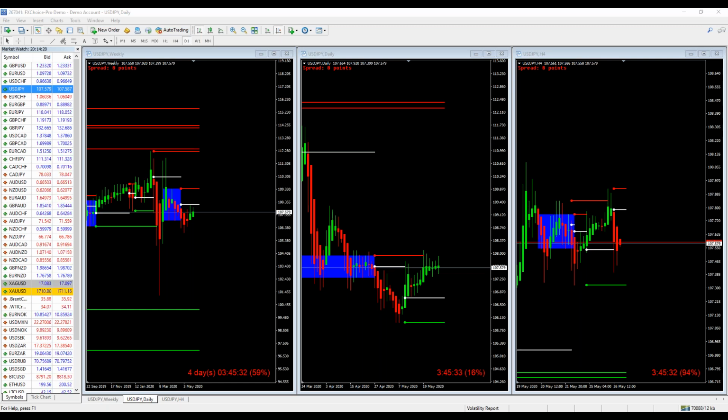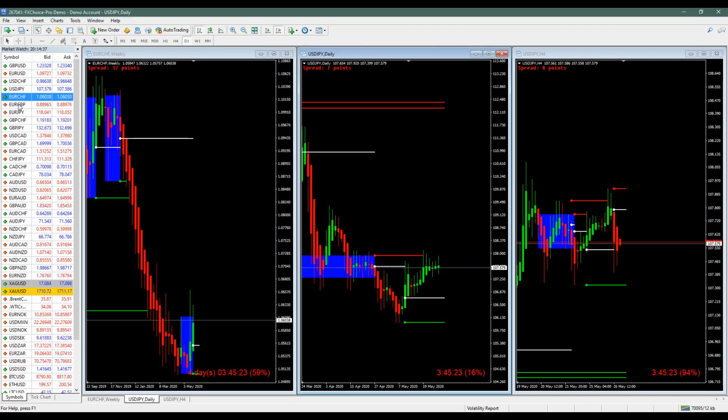Next week's volatility report could be much more interesting just from what I'm seeing on the higher time frames. But anyway, let's move on. So yeah, that one would not make the cut.